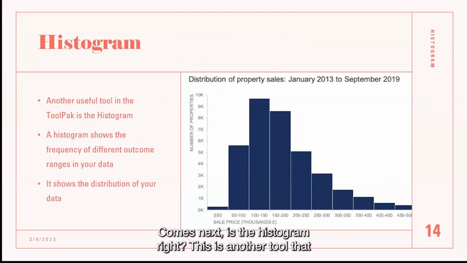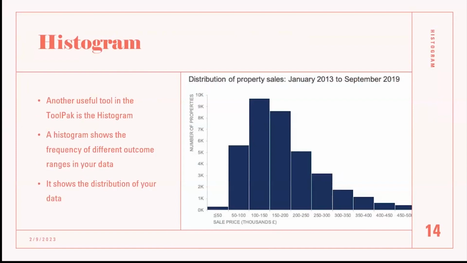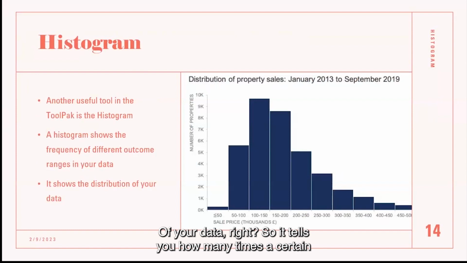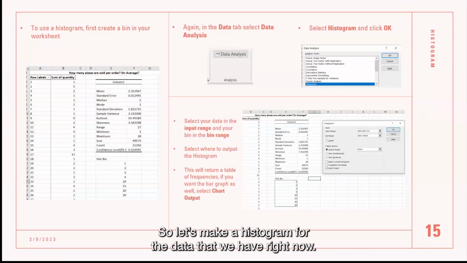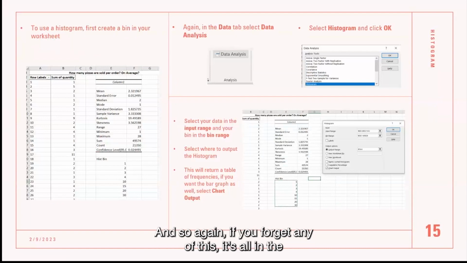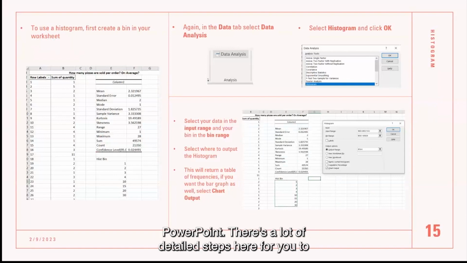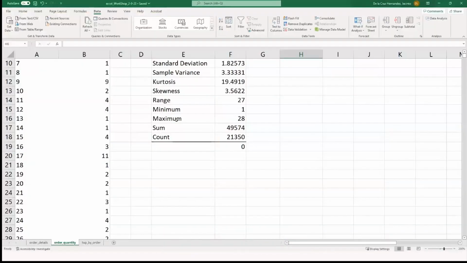what comes next, which is the histogram. This is another tool that the Analysis ToolPak gives you that you can use on your data. The histogram tells you the distribution of your data, and it gives you values for the frequency of your data. So it tells you how many times a certain value appears in your data. So let's make a histogram for the data that we have right now. Again, if you forget any of this, it's all in the PowerPoint. There are a lot of detailed steps for you to follow along, but we're going to do it over on the Excel sheet.